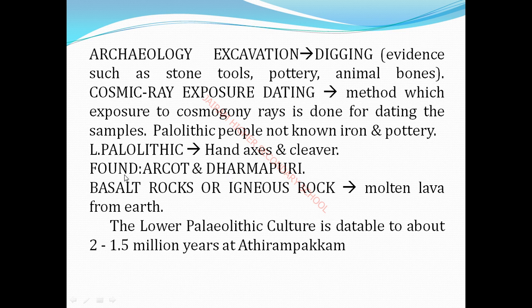In lower Paleolithic, the basalt rocks or igneous rocks are formed. Basalt rocks or igneous rocks are made by the molten lava from the earth. What is molten lava? From the interior of the earth, it comes upward due to pressure. It is called stone, and it is formed as basalt rock. From the molten stones, it comes outside as rock. In that rock, the stone is called basalt rock. Now it's clear, it is from the earth.